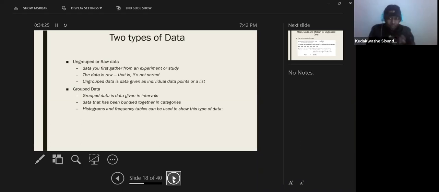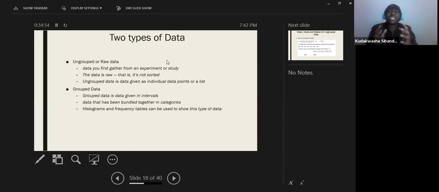So before I proceed, I also need to lay another foundation, right? This is also critical, because if you fail to understand what I'm going to explain in this slide, then chances are that you're going to fail to interpret any question based on measures of central tendencies.